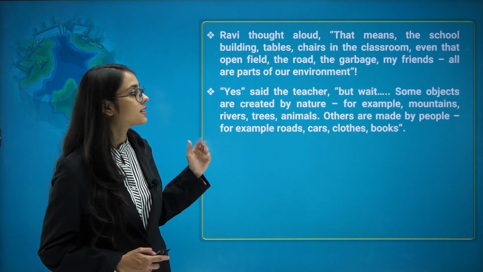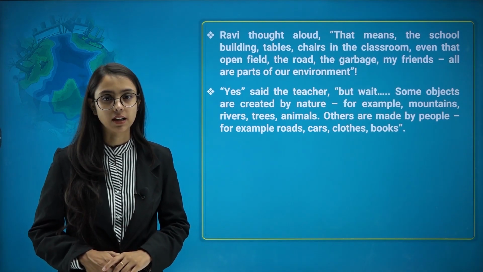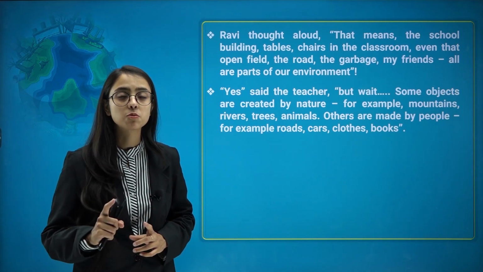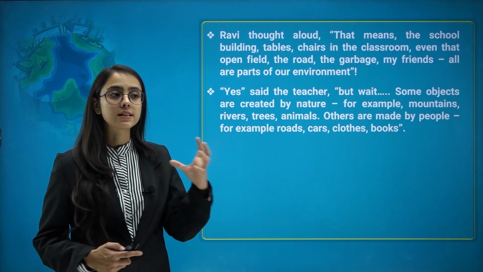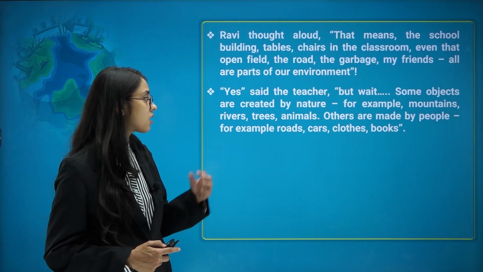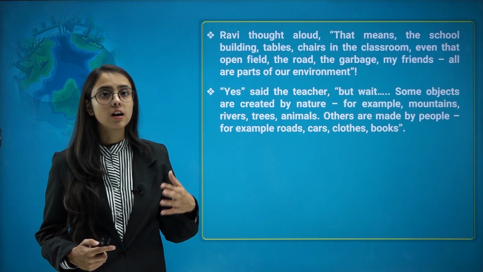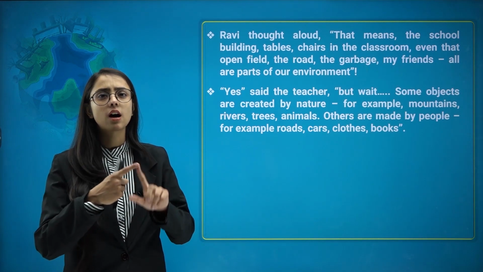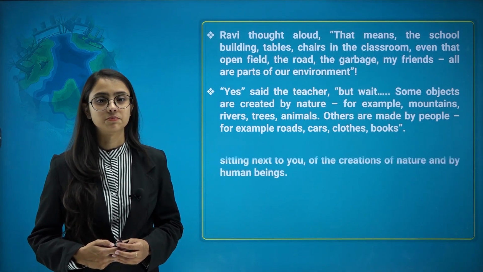So, the teacher said yes, but wait, there is something that we need to keep in mind. Some objects are created by nature, whereas some objects are man-made or artificial. The objects that are present in nature naturally are mountains, rivers, trees, animals, etc. However, the artificial things which are made by humans are roads, cars, buildings, apartments, flyovers, etc.